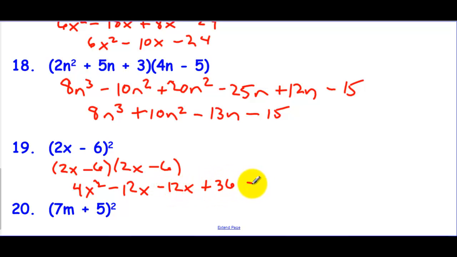Right, so again, when I combine the middle two terms, I get 4x squared minus 24x. Be careful about that. This does not cancel, right? That would be if there was a plus sign here, right? And then a plus 36, okay?